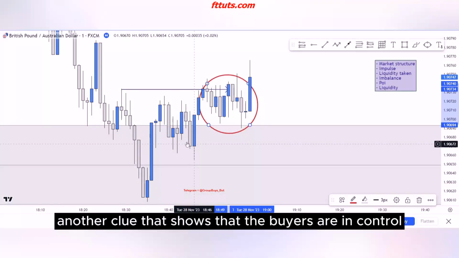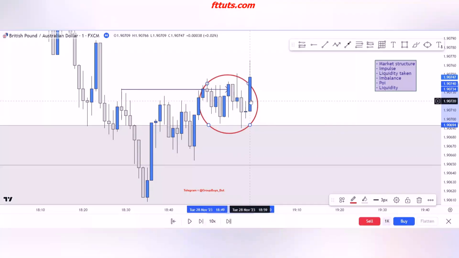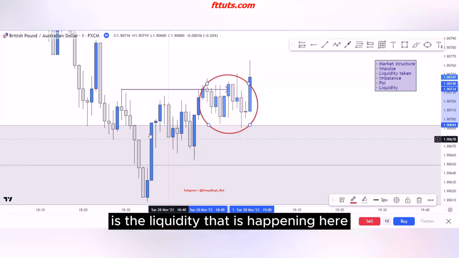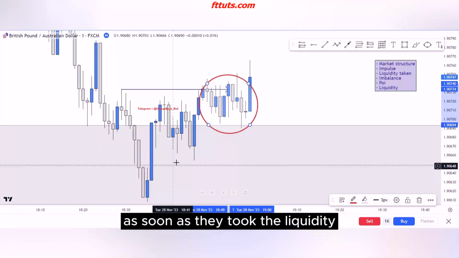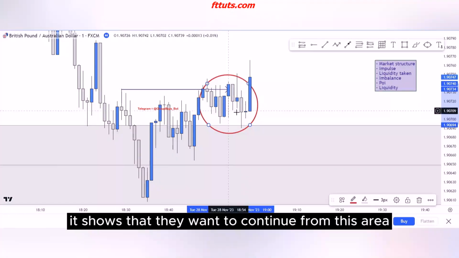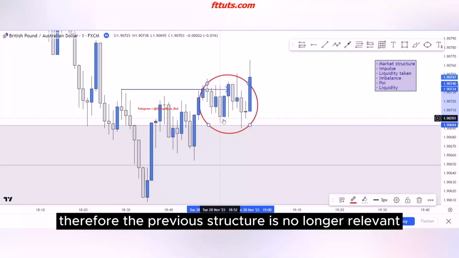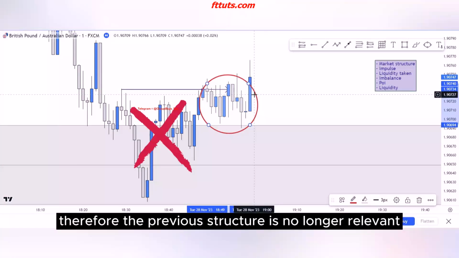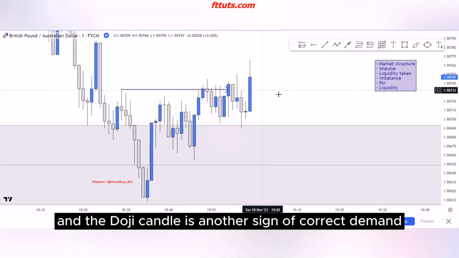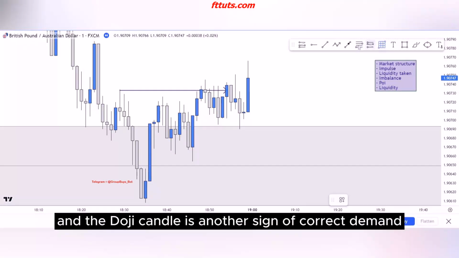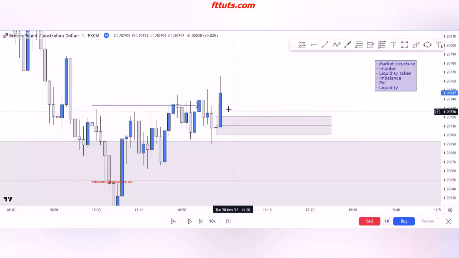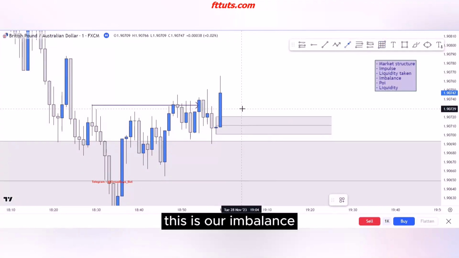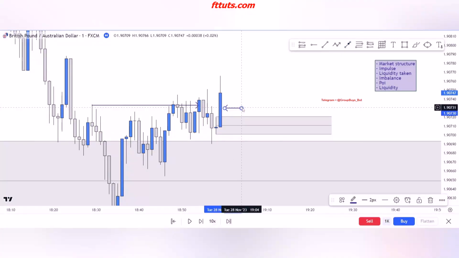Another clue that shows us that the buyers are in control is the liquidity that is happening here again and again. As soon as they took the liquidity and broke the structure, it shows us that they want to continue from this area. Therefore, the previous structure is no longer relevant, and the doji candle is another sign of correct demand. This is our imbalance.